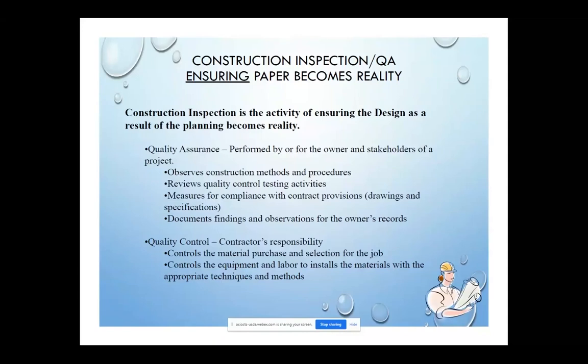Quality control, that's the contractor's responsibility. As the inspector, you highlight to the contractor and the owner, this does or does not meet the plans and specifications as issued. So we're looking at ensuring that that contractor and owner are doing what they are supposed to do to control the material purchase and selection for the job, and that they're applying the appropriate controls on the equipment and then labor installed to the appropriate techniques and methods.